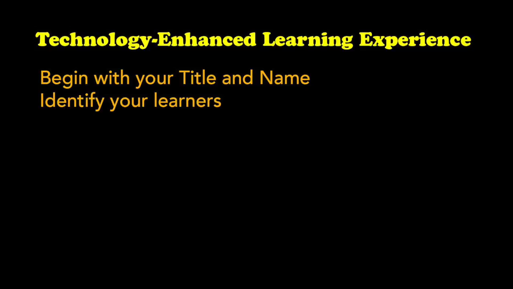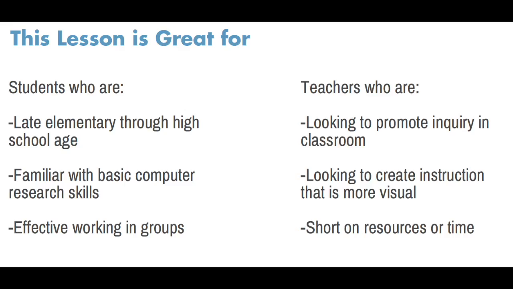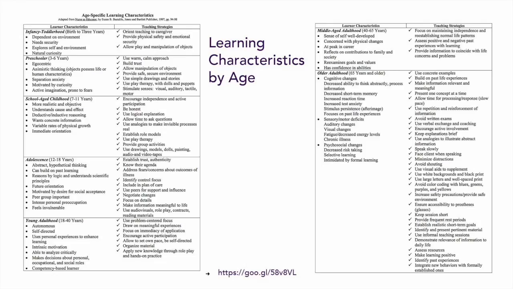The next section should be about your learners. What age are they, or what grade level? What are their learning characteristics? In the scoring rubric, I've linked to a chart of age-specific learning characteristics that will help to answer that question.